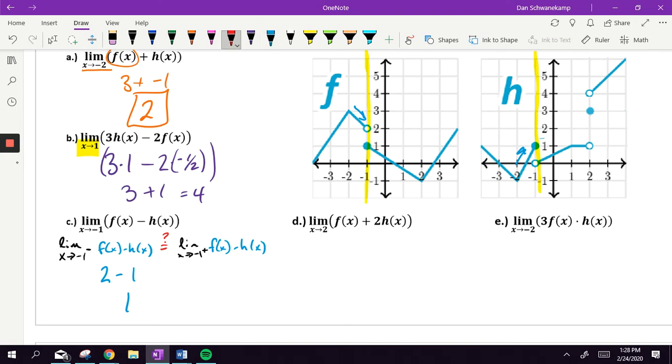Then we're going to approach it from the right-hand side. Abby, if I approach f of x from the right-hand side of negative 1, what am I going to get? That would be 1 because as I walk up that line right there, I'm getting closer and closer to 1. Minus h from the right-hand side. Dylan, what's h from the right-hand side going to be? 0. So it's 1 minus 0. That's also 1. Since the limit from the left-hand side is equal to the limit from the right-hand side, my limit is 1.